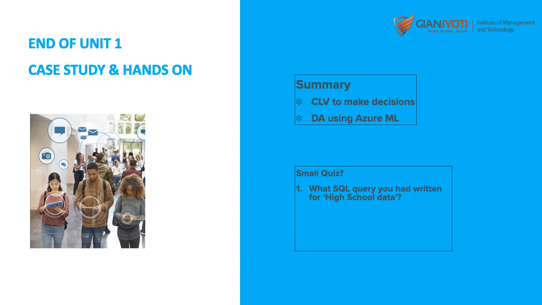What SQL query had you written for high school data? That is question number 1. If you can write that down in your notebook, I'll appreciate that. And second is, what was the effect of education level on the limit balance? This is your second question. And the third question is, when mean is equal to median, what does that indicate? So these are the three questions. I give you some time so that you can write your answers and then you can check the answers.